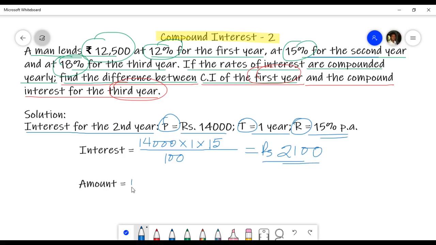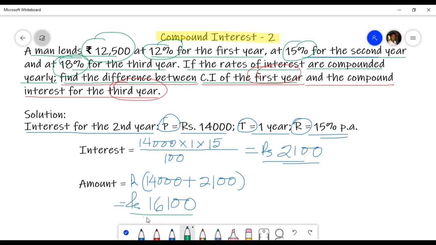We will find the amount now, principal plus interest. We'll just substitute the values here. After we add the values of principal plus interest, that is rupees 14,000 plus 2,100, we will get the amount as rupees 16,100. So the amount at the end of the second year is 16,100 rupees.